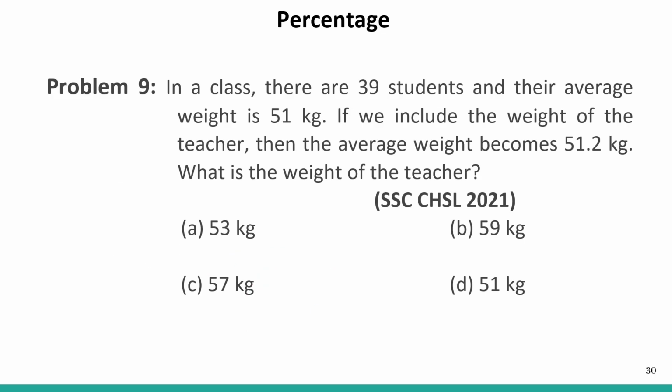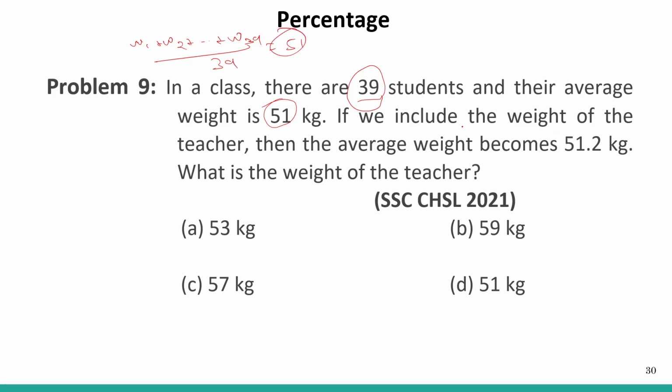So in a class, there are 39 students and their average weight is 51 kg. So if we include the weight of teacher, then the average weight becomes 51.2 kg. So what is the weight of the teacher? Okay, there are 39 students. The total number of students in the class are 39. So average weight is 51. So we add all the weights W1 plus W2 plus dot dot dot plus W39 and then divide by 39. What we arrive at is 51. Okay, this is what is told here.